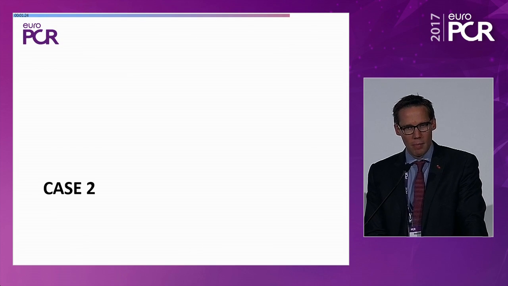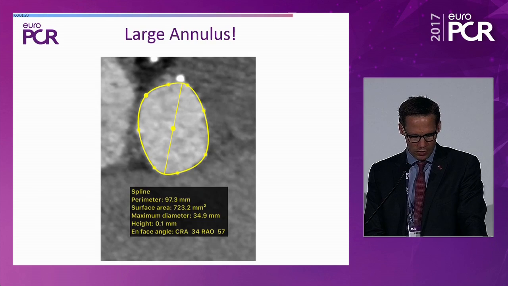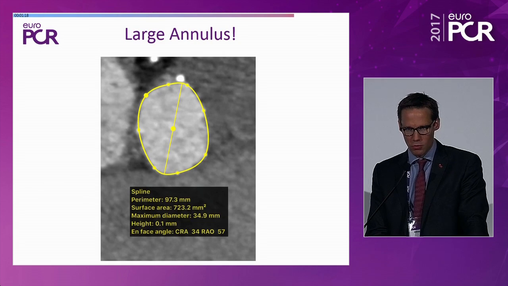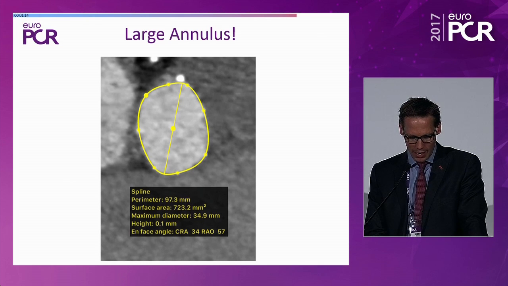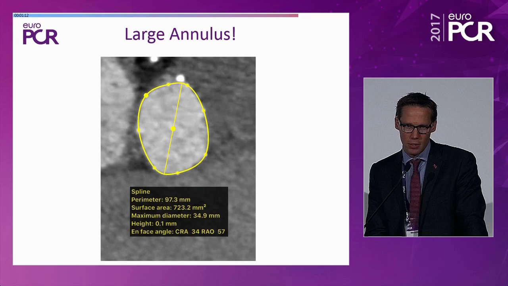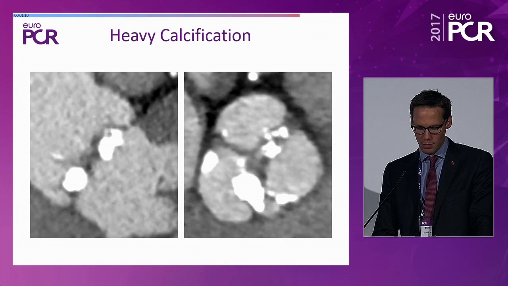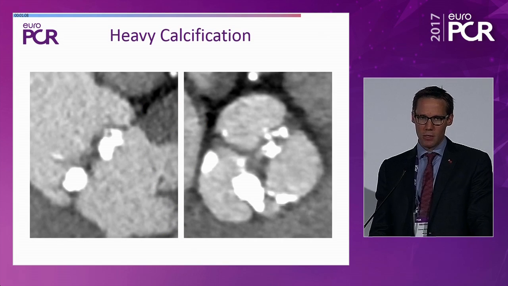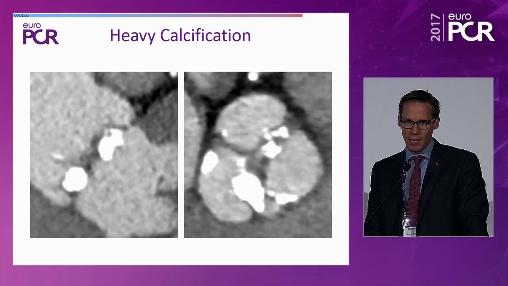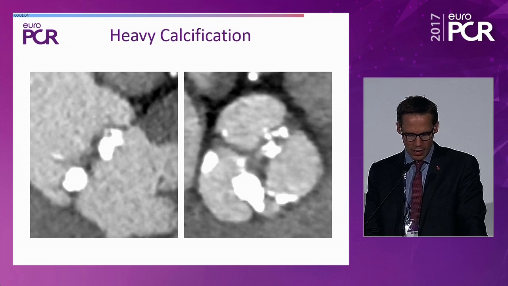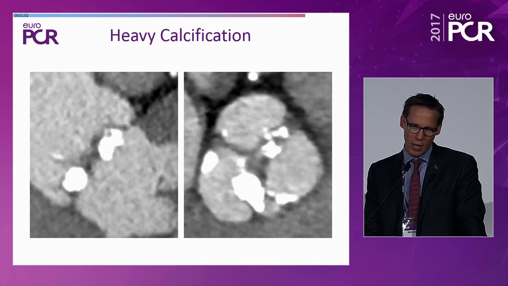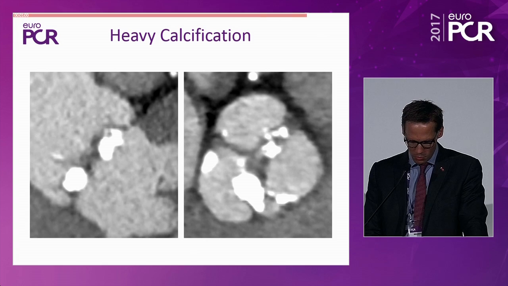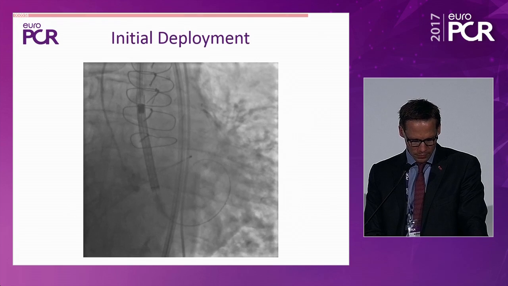A second case that I might share with you is pretty much the exact opposite of the first case. I'm not going to go through the clinical scenario, but this is a case with an annulus of 97 millimeters, so a very large annulus in this patient. And unlike our first patient, this is an extremely heavily calcified aortic valve. This patient had 2010 millimeters cubed of calcium at the level of the valve.